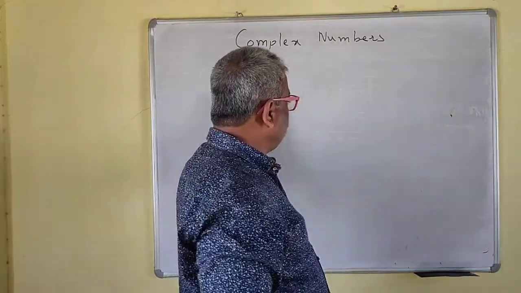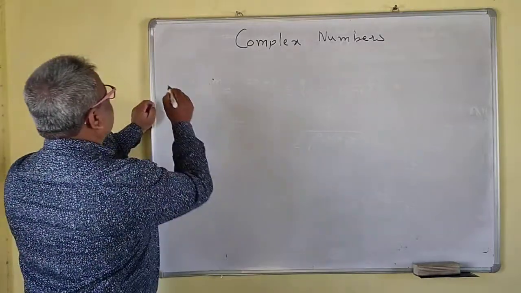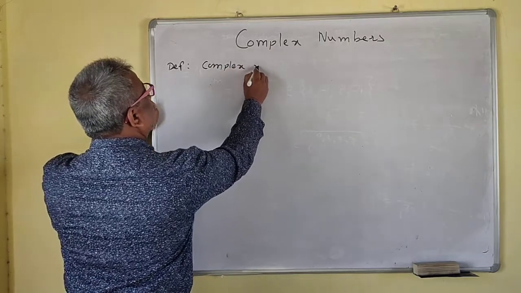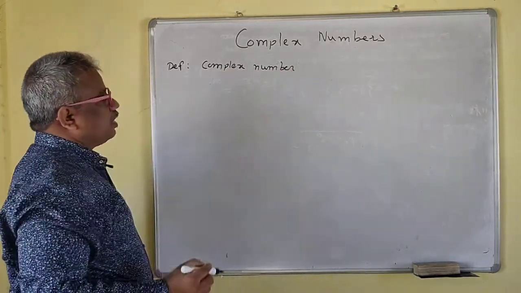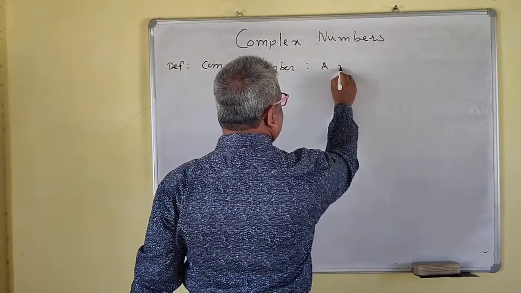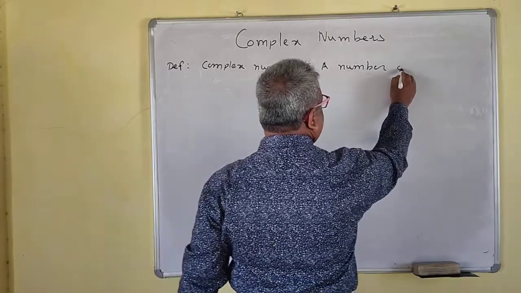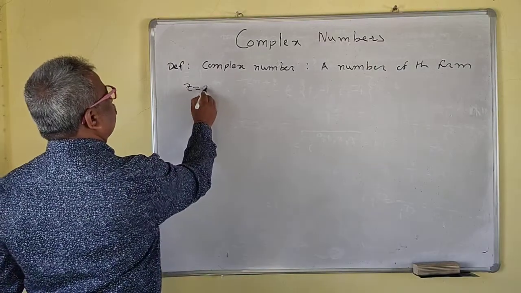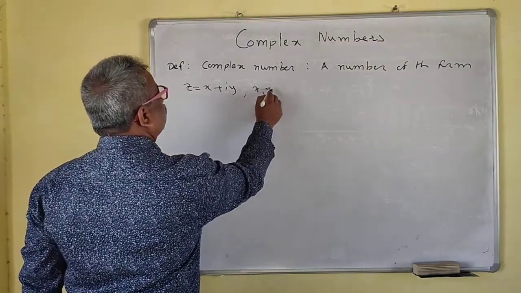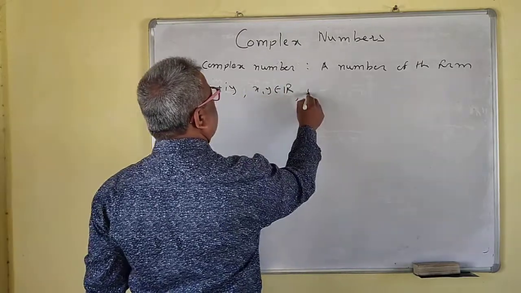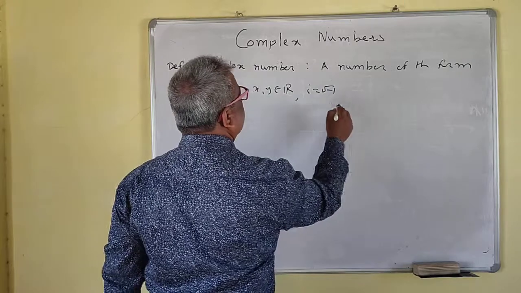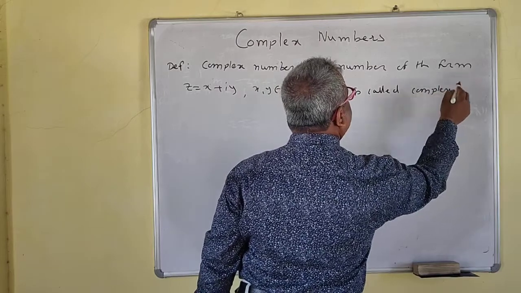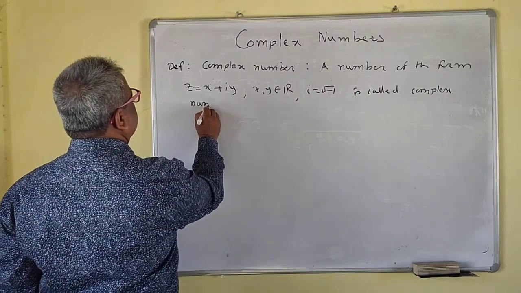Okay, so now we'll define a complex number. Definition of a complex number: a number of the form z is equal to x plus iy, where x and y belong to R, and i is equal to root of minus 1, is called a complex number.